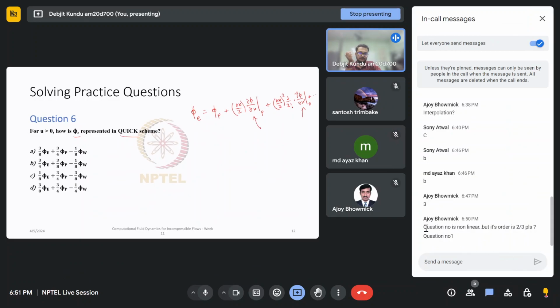Okay, we have a question in the chat box. Question number 1 is non-linear, but its order is 2 or 3. It's order 2.